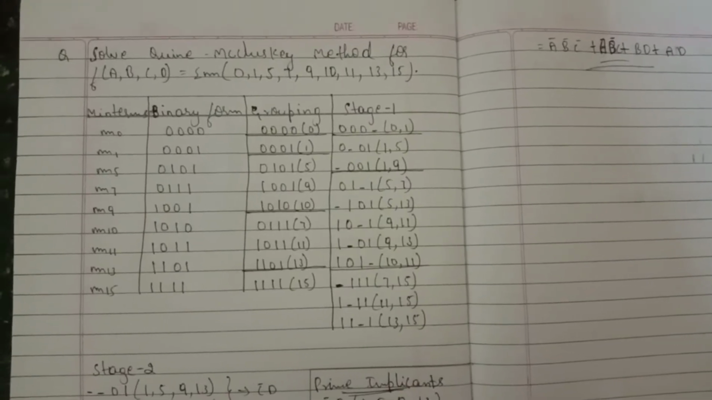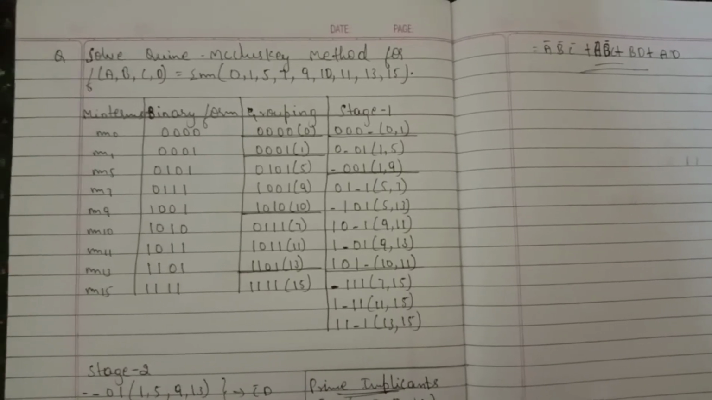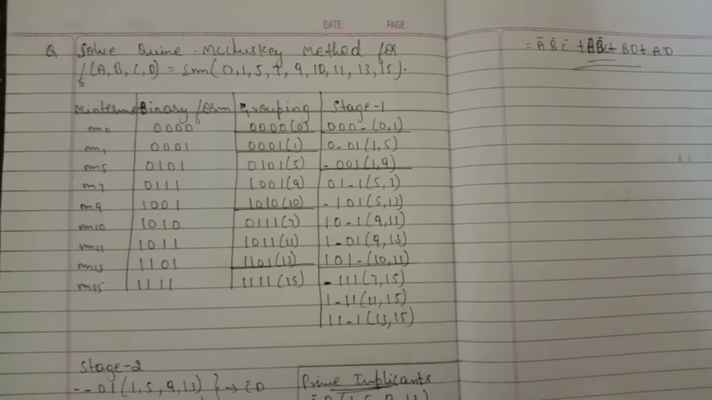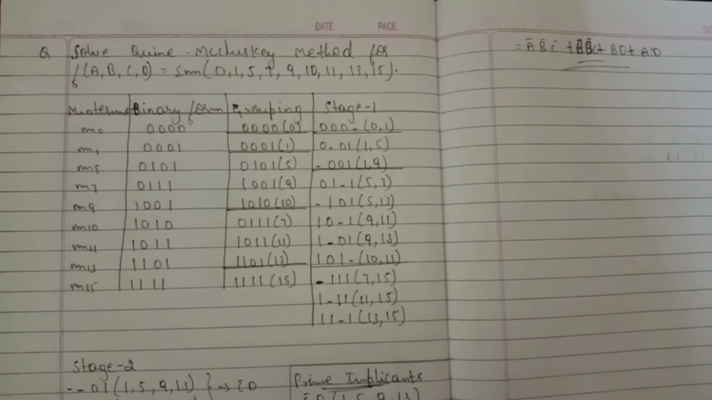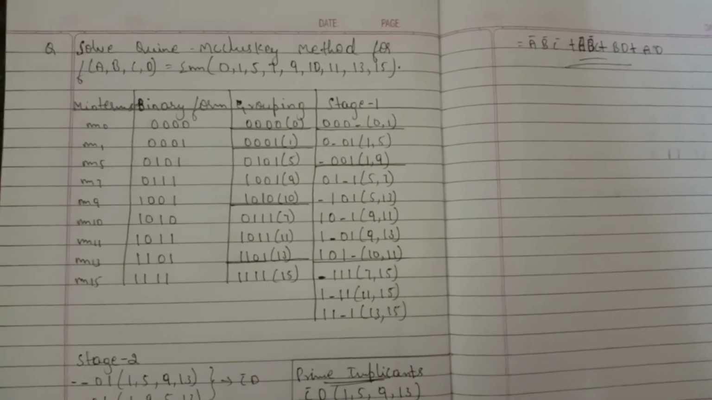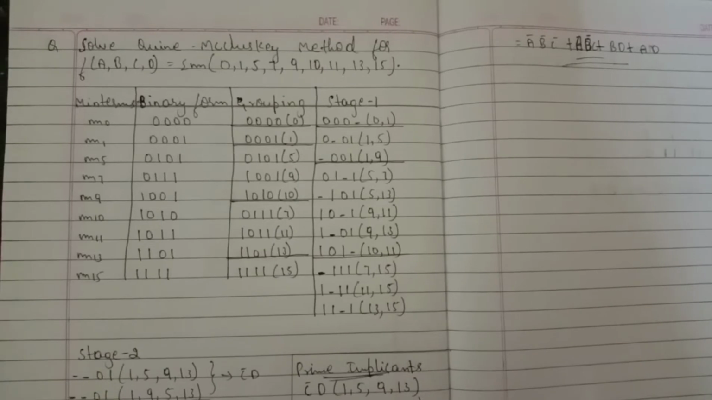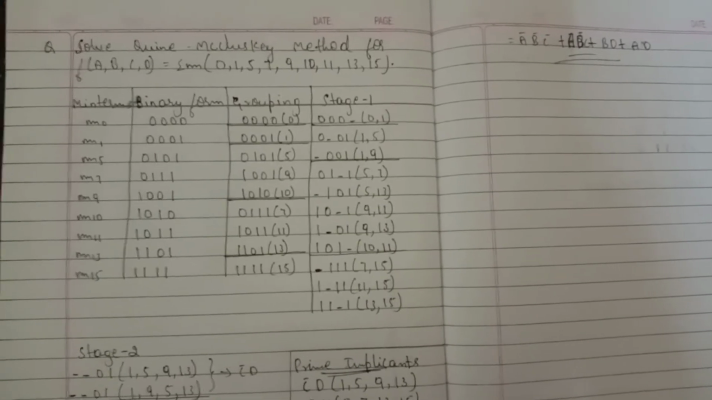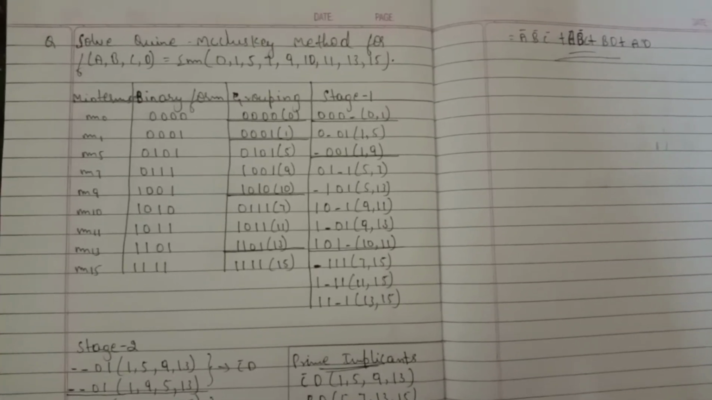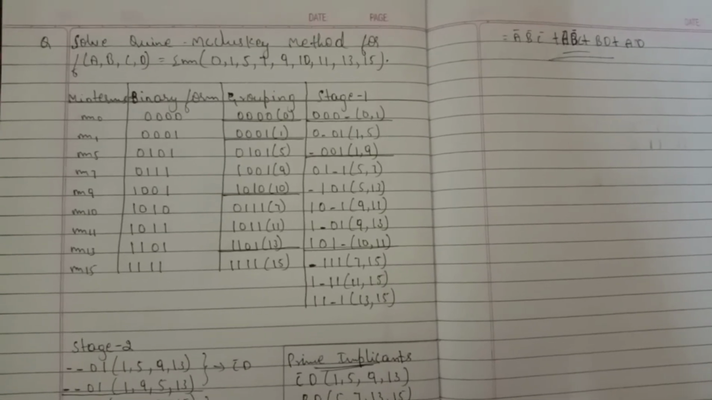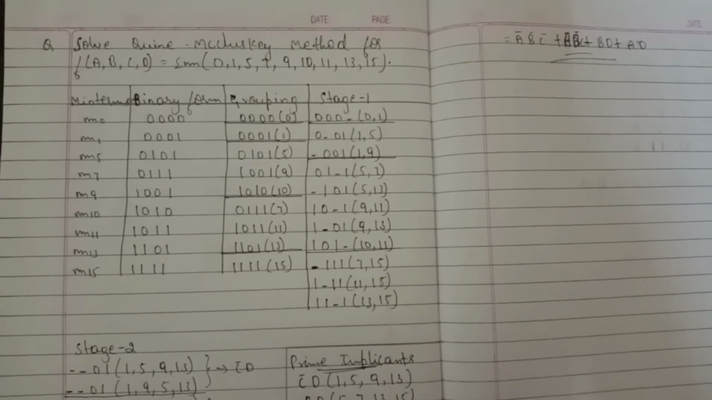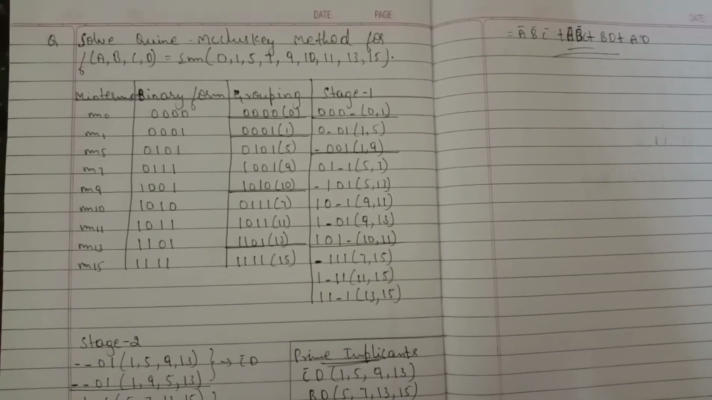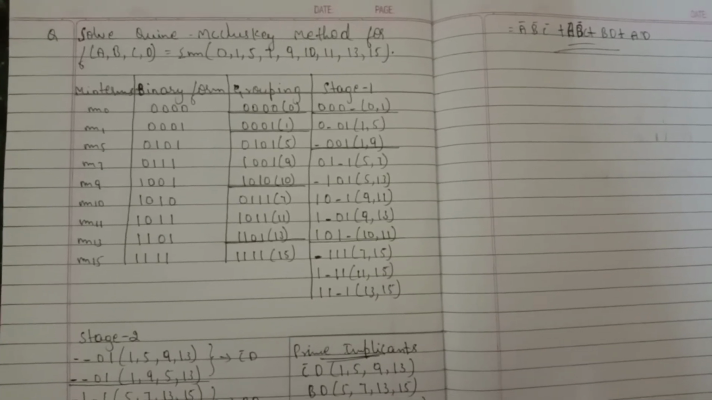Now let us see the Quine-McCluskey method. For f of ABCD, the minterms are 0, 1, 5, 7, 9, 10, 11, 13, 15. First we should write down the minterms M0, M1, M5, M7, M9, M10, M11, M13 and M15. Then we should write down the binary forms of these numbers. For M0, 0000, M1, 0001, M5, 0101, M7, 0111, M9, 1001, M10, 1010 and so on.